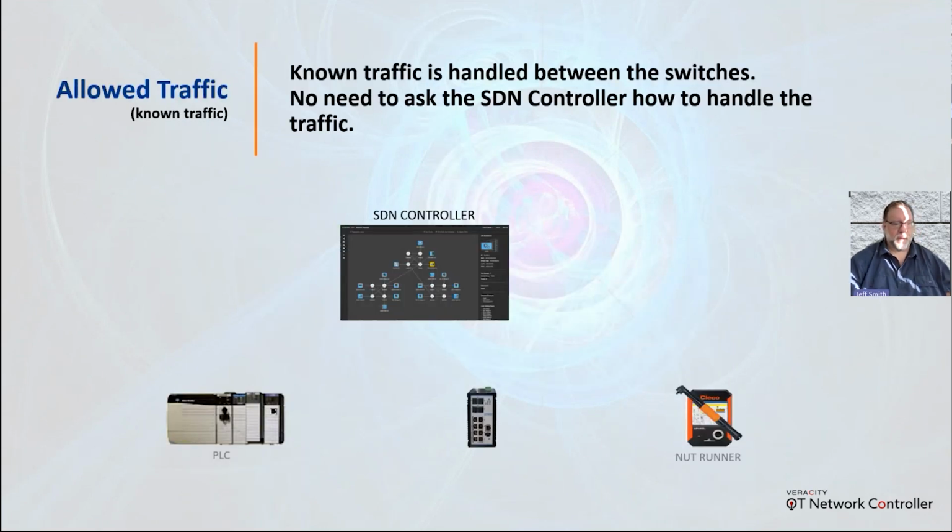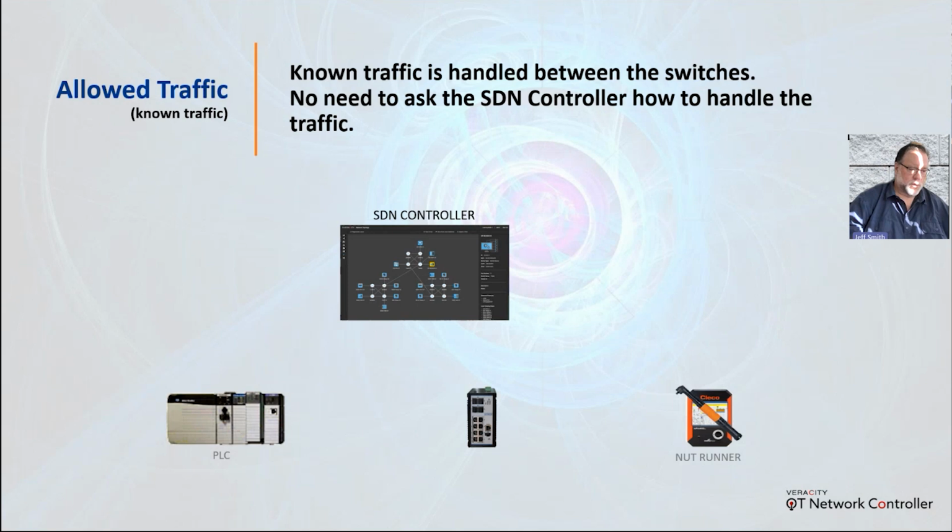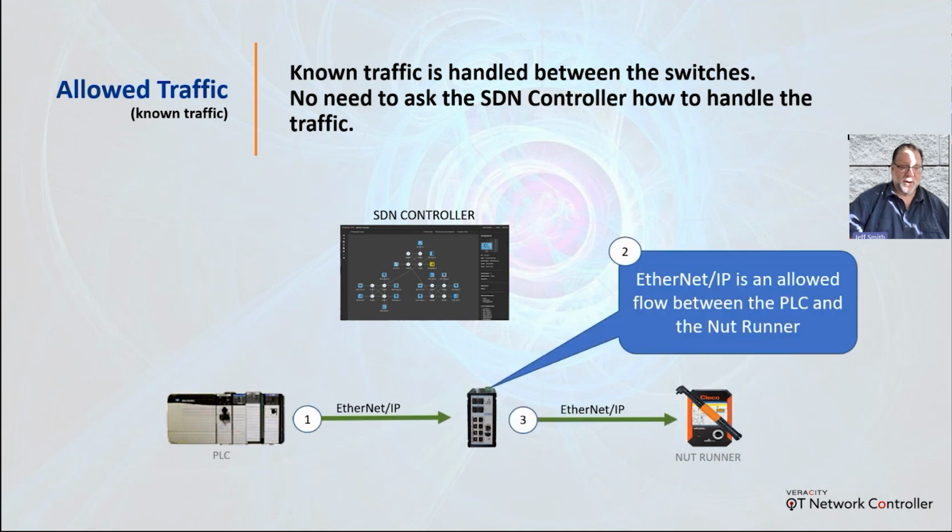All right. Now, allowed traffic. How has that specifically happened, or handled, I should say? When traffic is allowed, if it's known traffic, so in this case, we're going to talk about Ethernet IP. If the traffic is already known and there's a policy that allows it, then the switch already knows those two devices are allowed to talk. There is no traffic. Nothing goes to the controller. Those two are simply allowed to talk.